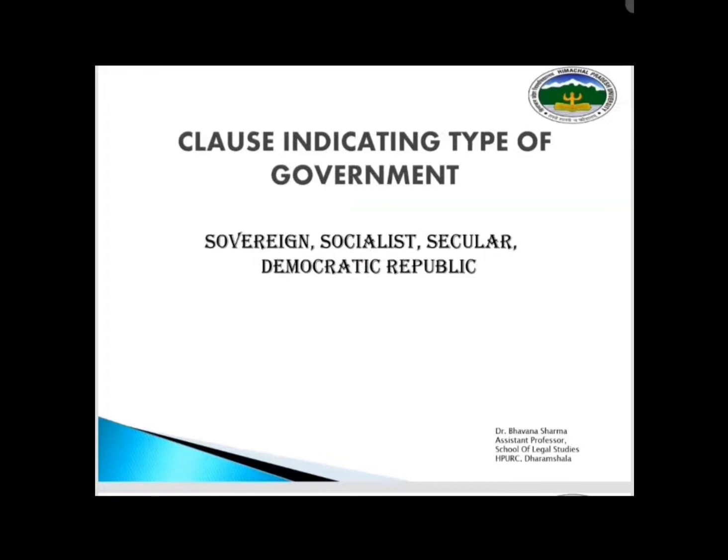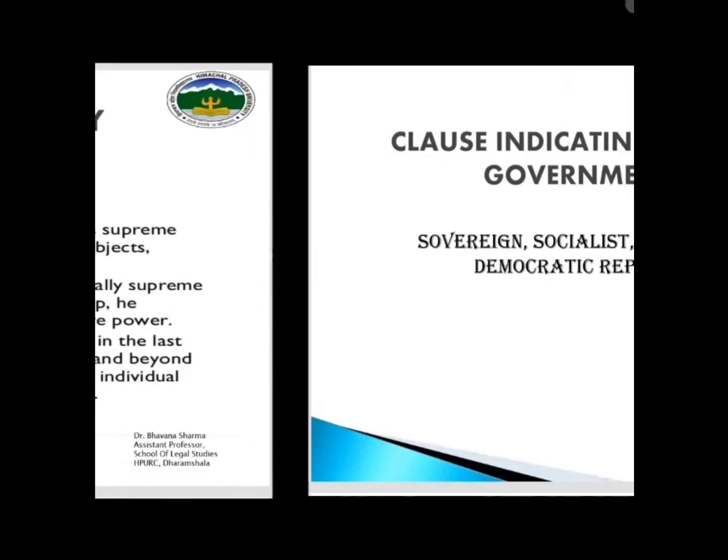As the opening words of the preamble say, we the people of India, having solemnly resolved to constitute India into a sovereign, socialist, secular, democratic republic. So here we will try to understand what were the objectives, aims and aspirations of our constitution makers while incorporating these concepts, doctrines or principles. For that, first of all, we will try to understand the meaning of the term sovereign.